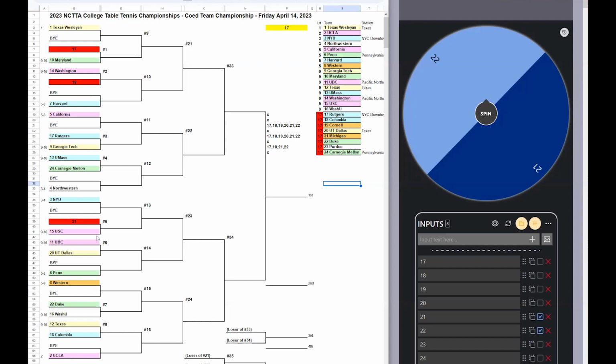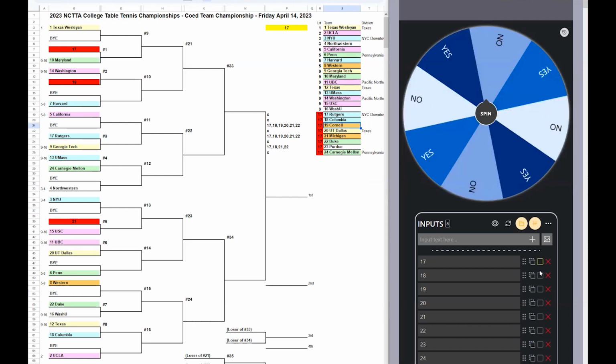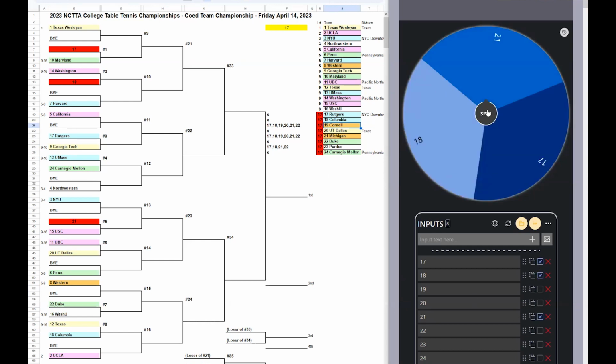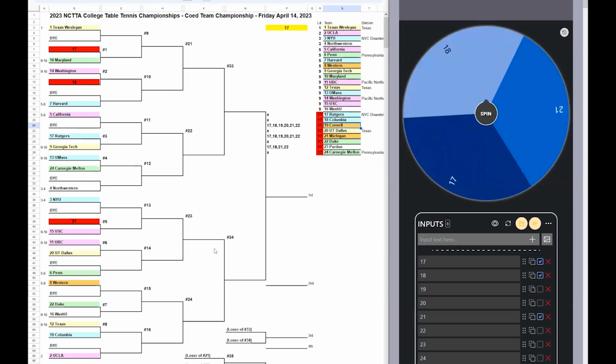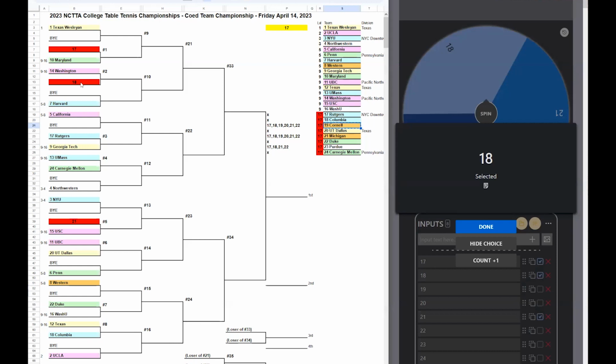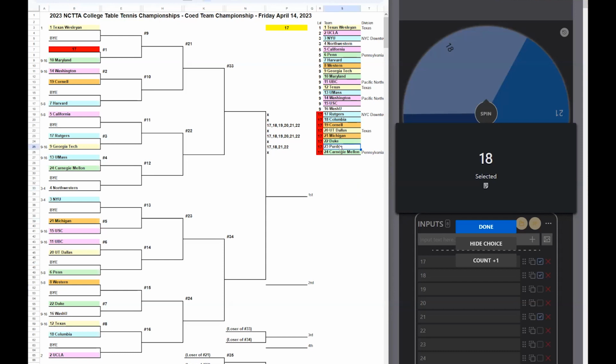Okay, 17, 18, and 21 remain, and they are all legal spots for these 3 teams, except Cornell and Michigan, one of them must go in 17 or 18. So we're going ahead and drawing Cornell for any of the 3 spots, 17, 18, and 21. 18 for Cornell. Because of that, Michigan cannot be in 17, since that would be the same quarter as Cornell. So the only place they can go is 21. And that means Purdue has the last spot here. And we are done.